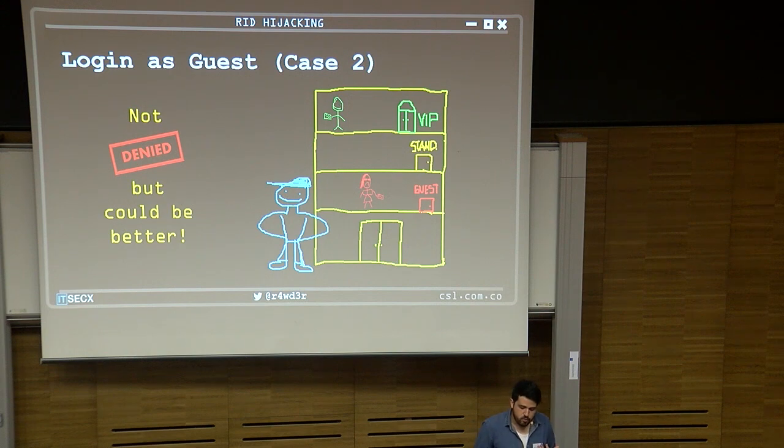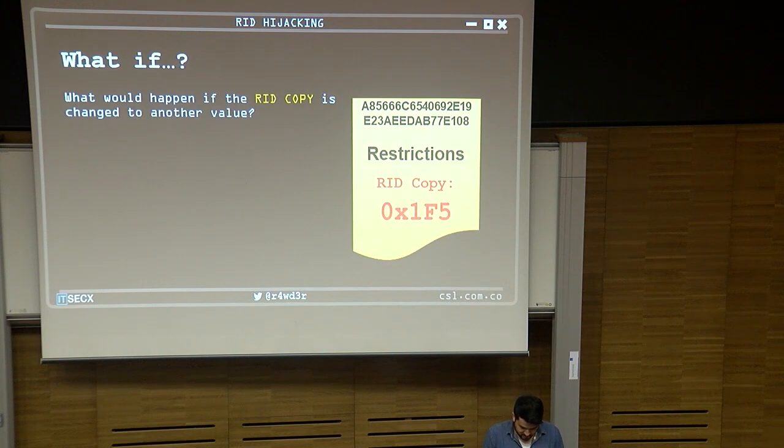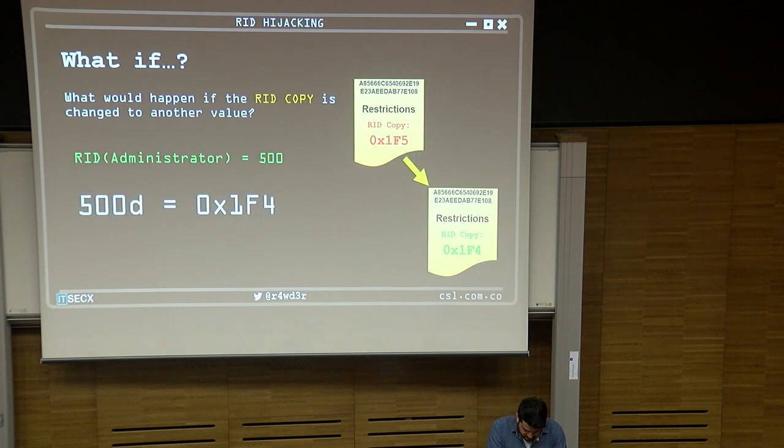So how can we improve this situation? It's a mystery for us right now to understand why there is a copy of the relative identifier inside a registry binary on the SAM registry hive. What would happen if we modify this?